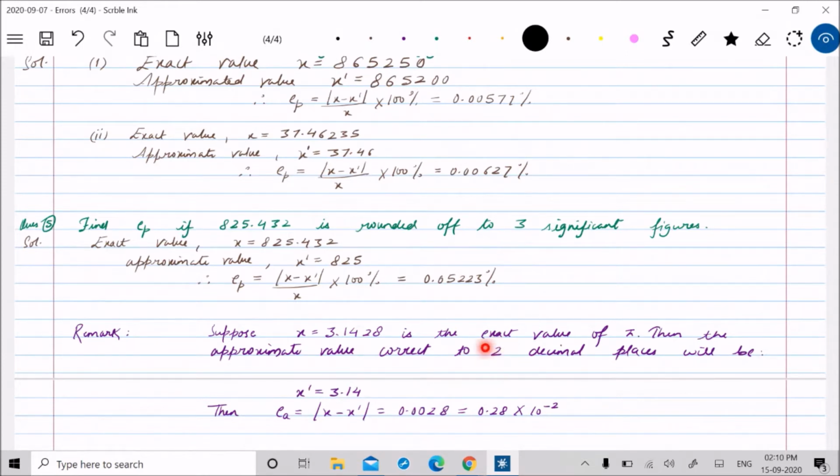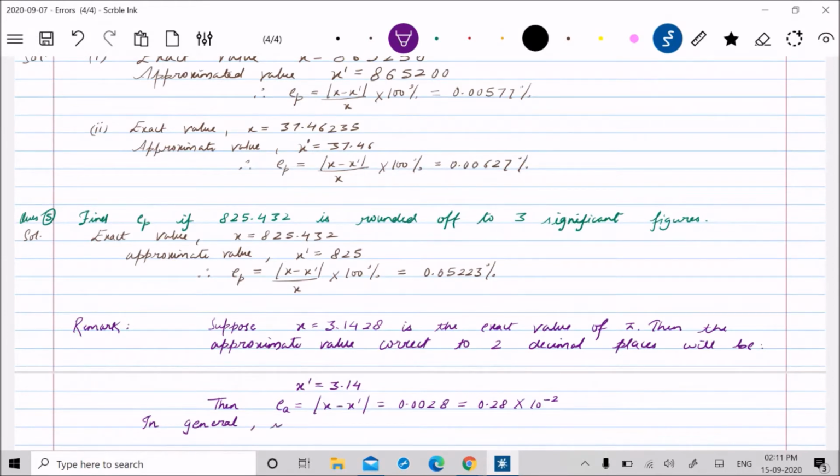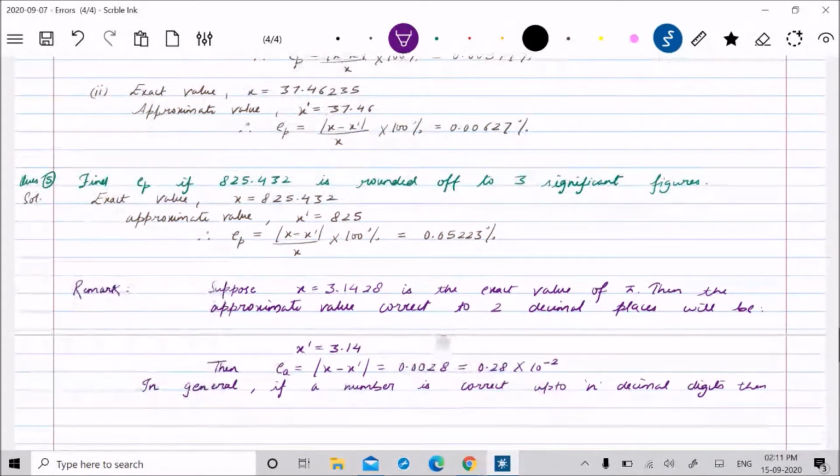So had you wanted the approximated value of pi correct to 5 decimal places, then this power should be 10 to the power minus 5, right? There is a direct correlation between the number of decimal places you want, the correctness of any approximated value, and this exponent, meaning they are always the same. Right? So in general, if a number is correct up to n decimal digits, then EA is equal to some number multiplied with 10 to the power minus n. It means there will be some number.